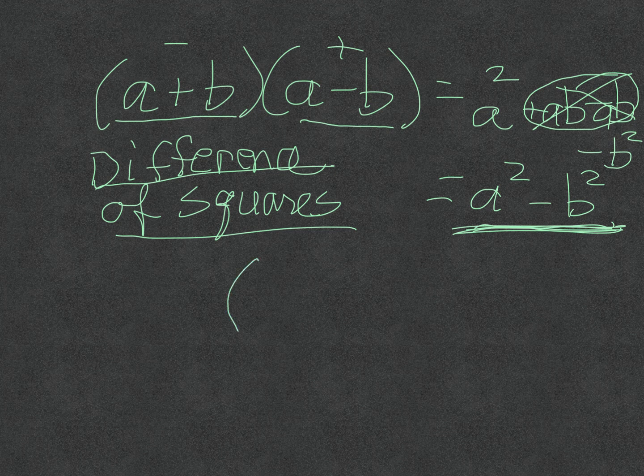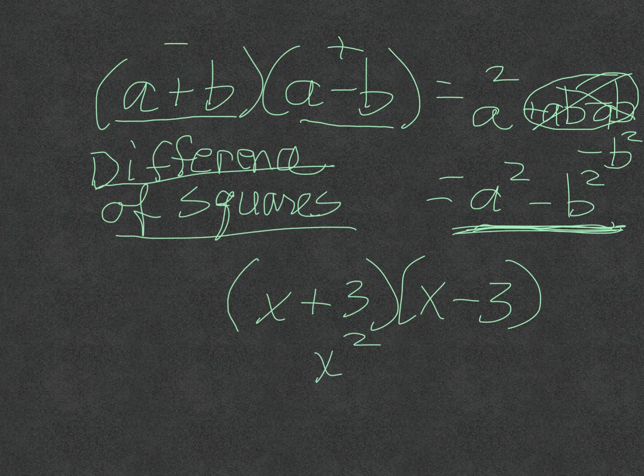If I see like x plus 3 times x minus 3, right away I recognize it's difference of squares, so I know the answer is x squared minus 9. That's sort of the goal. We want to be able to get there. When I see the pattern, I can write it as the first term squared minus the second term squared. All right? And if I see that, then I recognize the pattern, and I can do that over and over and over again.